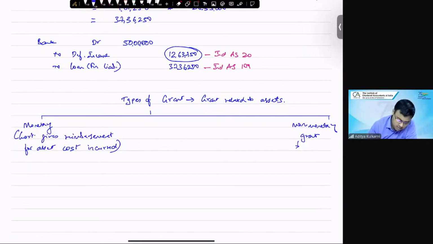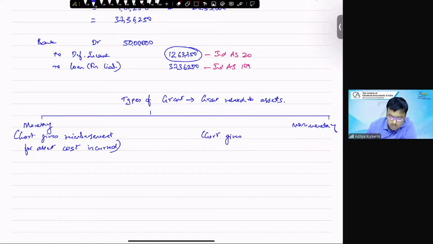Non-monetary grant means, will you get money? Answer is no. But what are you going to get? You are going to get the asset itself. Is it okay? Yes.